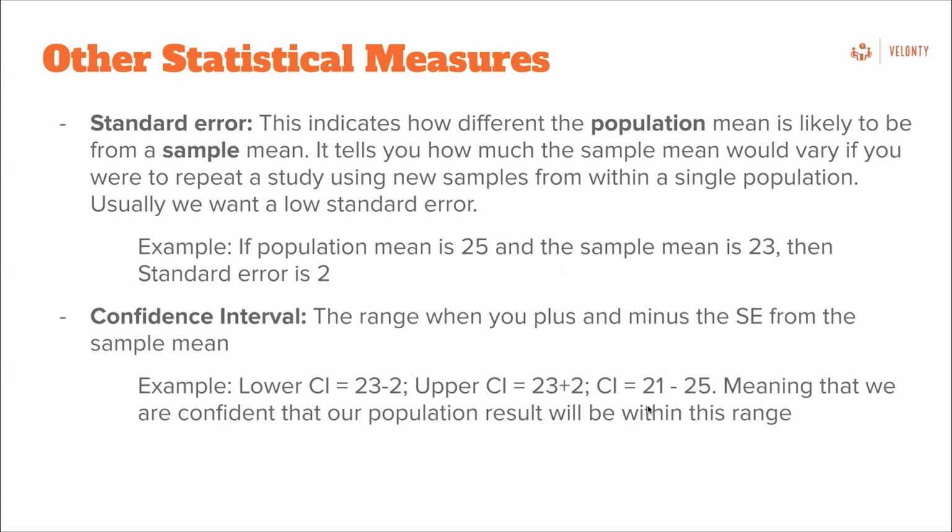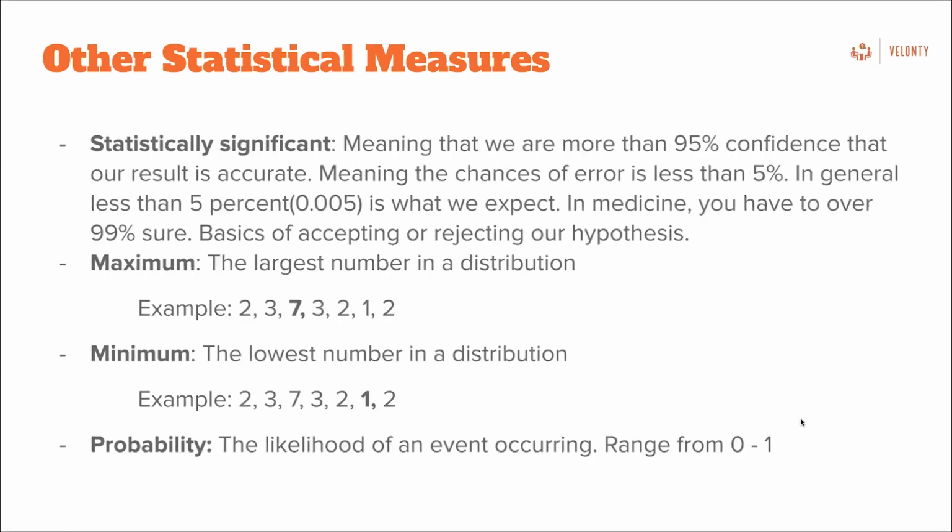It's going to be between 21 and 25, and this is actually accurate. There are other things you would speak about when it comes to confidence interval, but this is what it looks like in simple terms, meaning that we are confident our population results will be within this range. So that's basically what a confidence interval is.